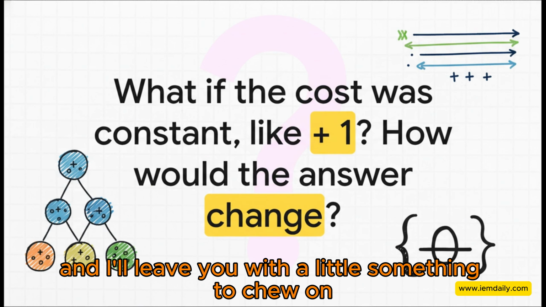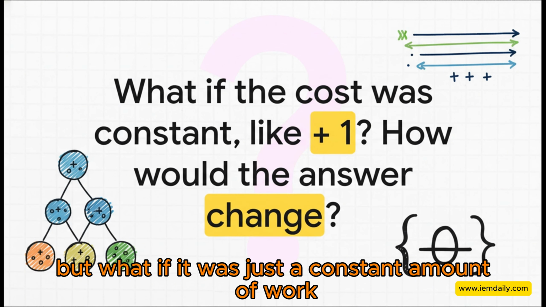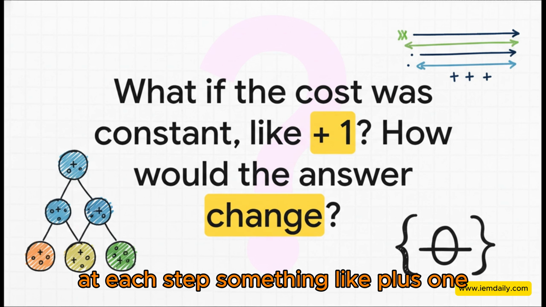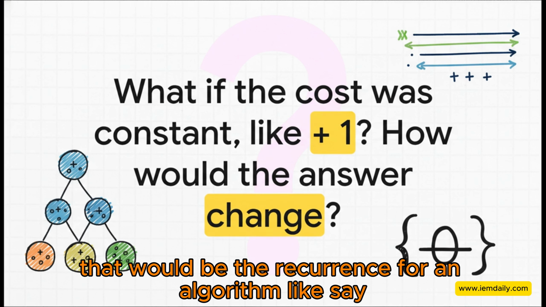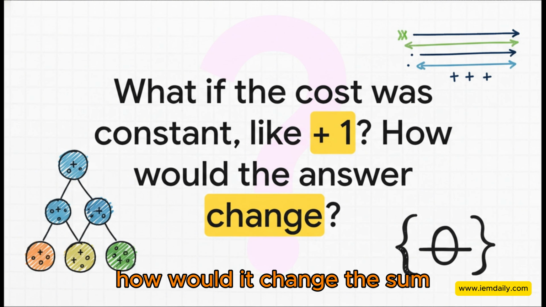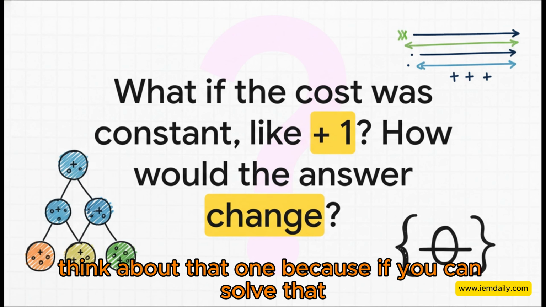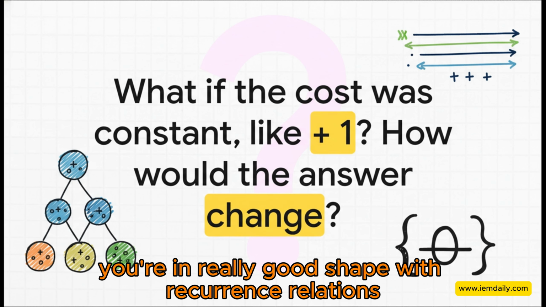And I'll leave you with a little something to chew on. We just solved this for when the extra work was n. But what if it was just a constant amount of work at each step, something like +1? That would be the recurrence for an algorithm like, say, binary search. How would that change the tree? How would it change the sum? And what would be the final big O? Think about that one, because if you can solve that, you're in really good shape with recurrence relations.